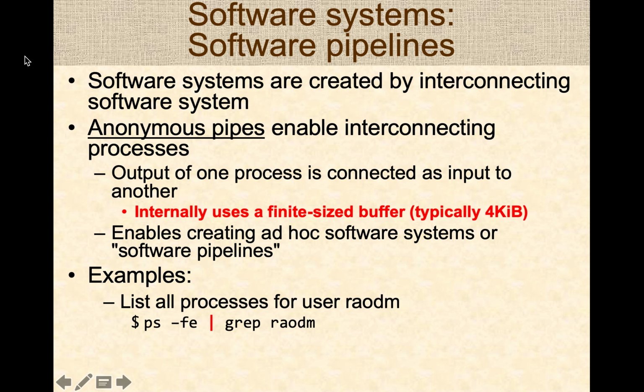So we looked at this one before, listing all processes for the user rawdm here. The ps command first generates a list, and then you pipe it to the grep command, which searches for lines which have the word rawdm and prints only those lines.